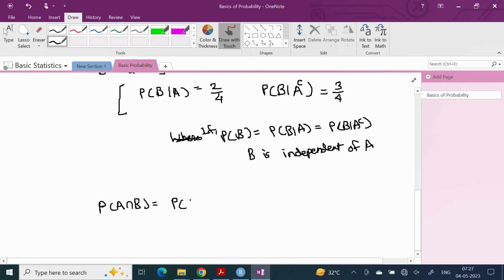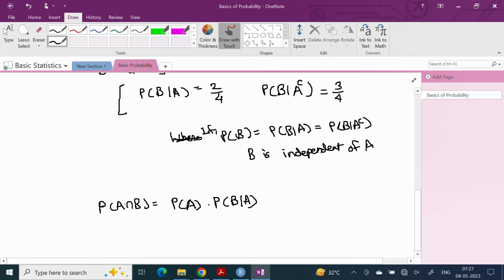Correct? We want both these things to happen. So this would be written as probability of A, that is A has happened, into probability of B given A. Because we want both to happen, so both will happen means first A happens and then B happens given that A has already happened. Okay.